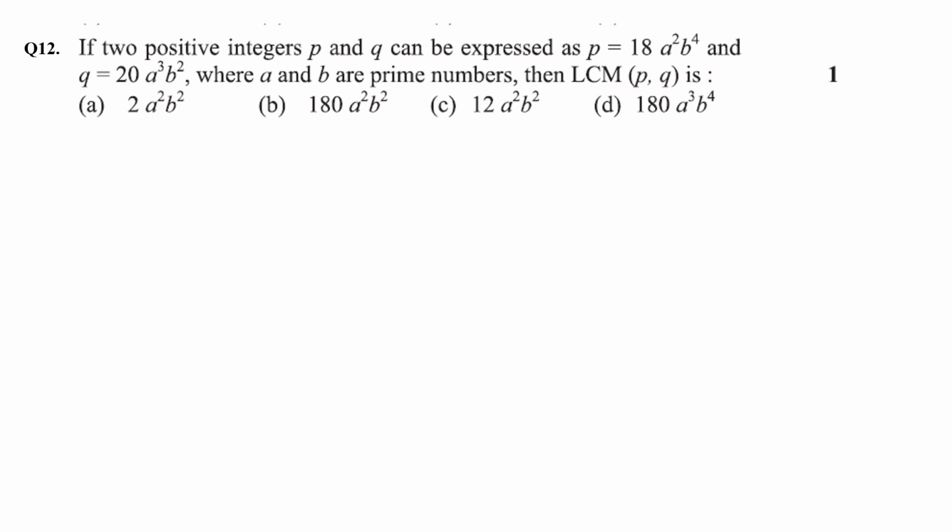Now whatever positive integers p and q are given, let's do the factorization of that. So p is equal to 18 into a square into b to the power 4. Now 18 I can factorize as 2 into 9, isn't it? And 9 can be written as 3 square, into a square into b to the power 4, where it is already given in the question a and b are prime numbers. Now q I can write as 2 into 10, right? So 2 into 10 further can be written as 2 into 5.